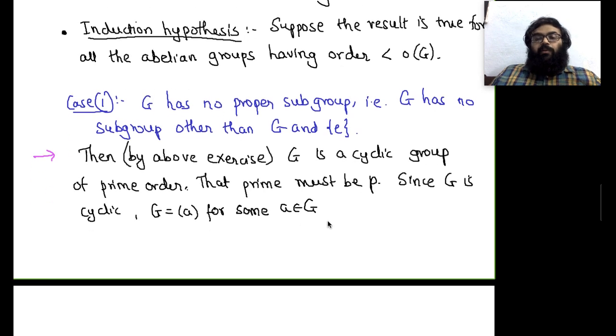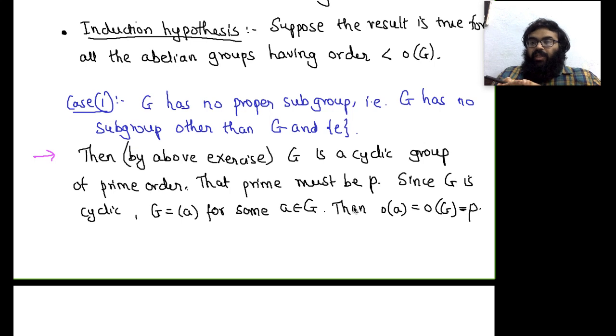So suppose A is a generator. So G equals the group generated by A for some A in G. Then we know that the order of a generator is the same as the order of the cyclic group, and the order must be P, because G is a cyclic group of prime order. So how does the group look? The group will be A, A square, A cube, up to A power P minus 1, and then A power P is the identity. There are P elements, and that is G. So the order of A is also P, and the order of G is also P.